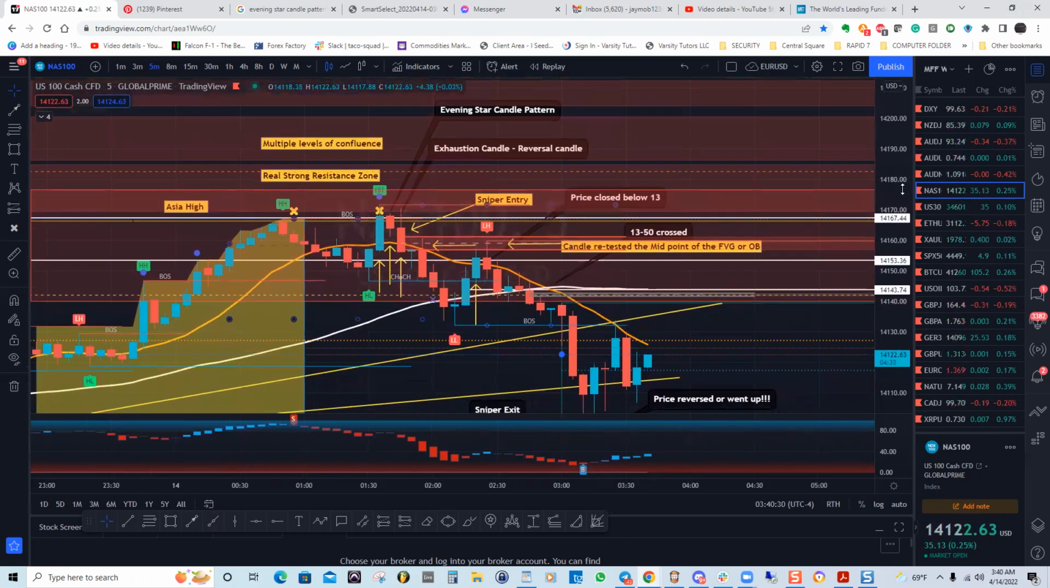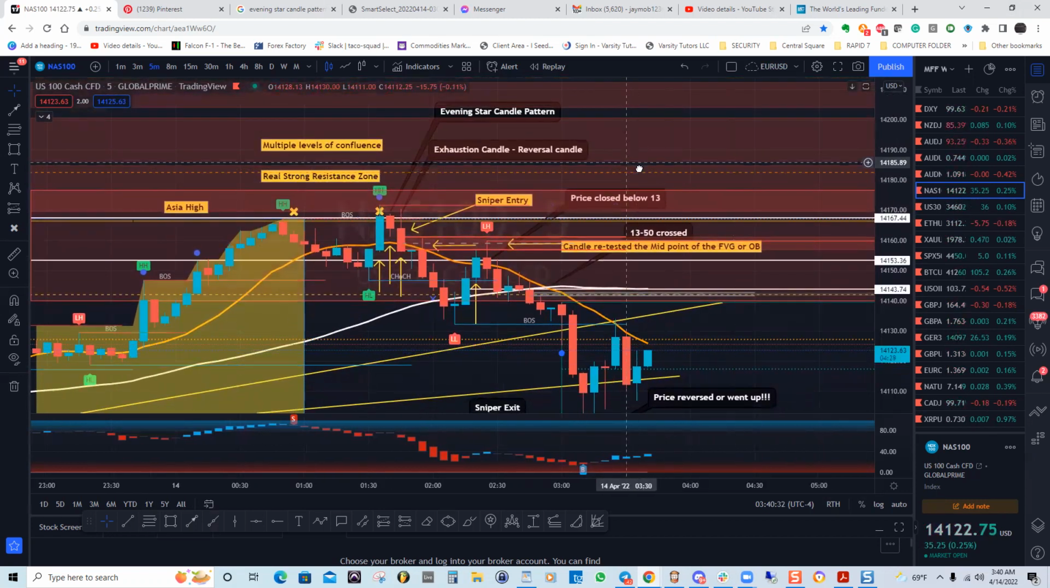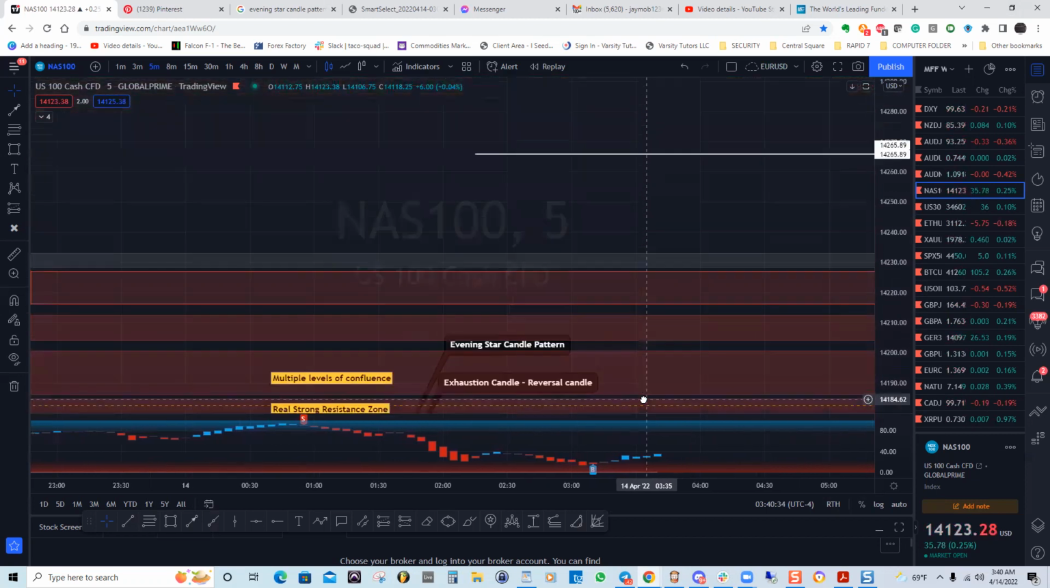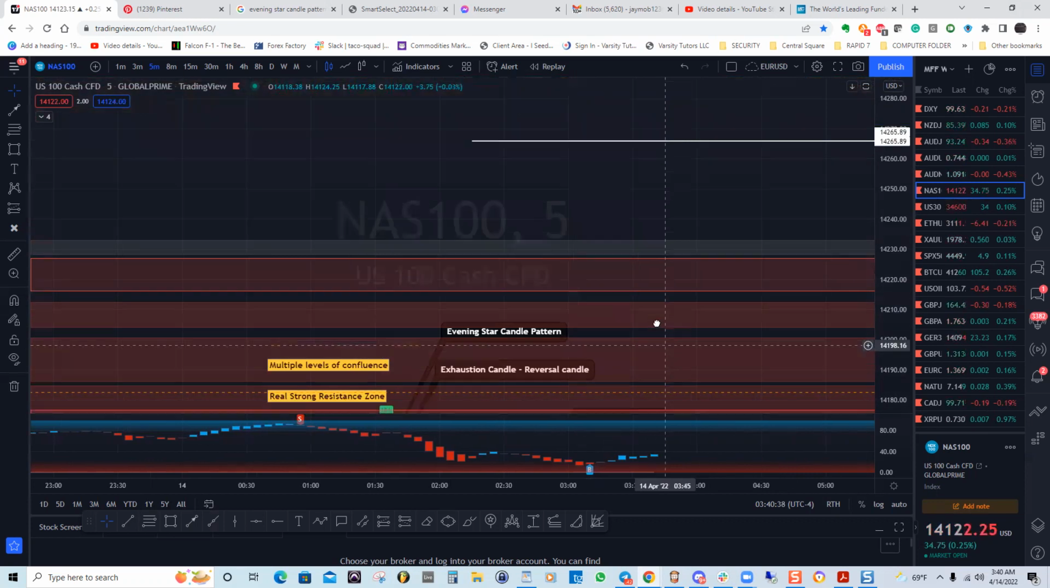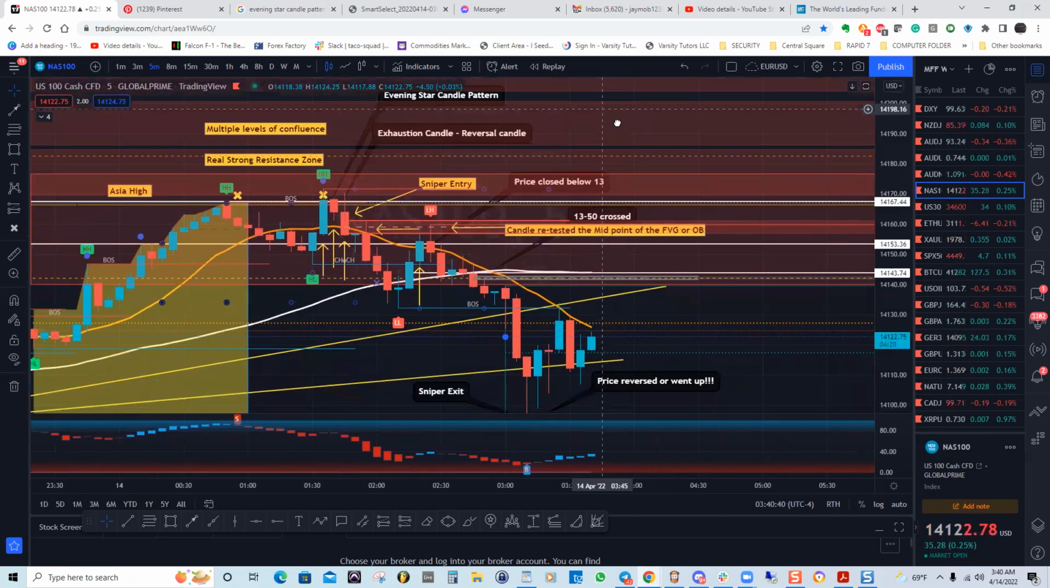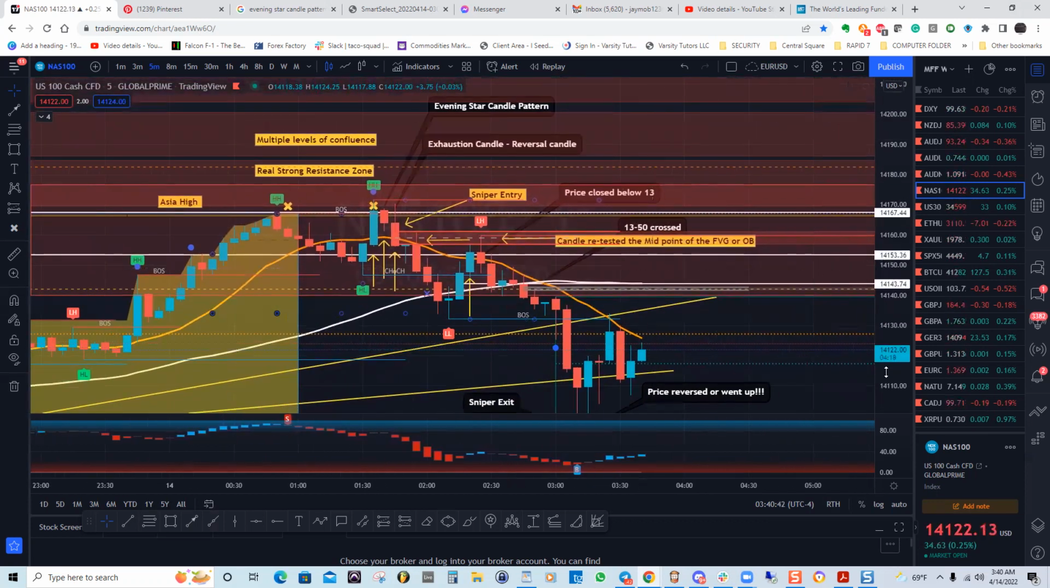Again, this is a live trading session on Nas 100 on a 5-minute time frame, and it's live trading because you can see that I have a countdown clock right here. Market says open. Market says open. Just want to make sure that people are not seeing that.